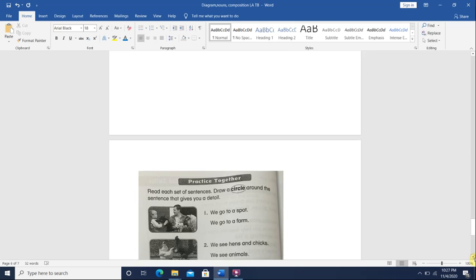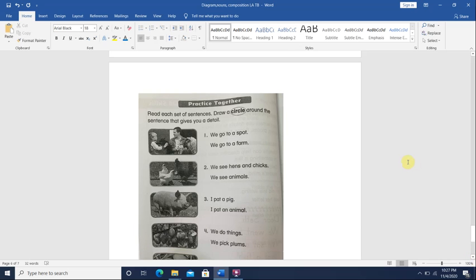Okay, so here we'll be reading 2 sentences and we will be circling the sentence that gives you detail. Okay? Number 1, we go to a spot. Here the word spot means a place. Okay? We go to a place. We go to a farm. Which one here gives you more detail?